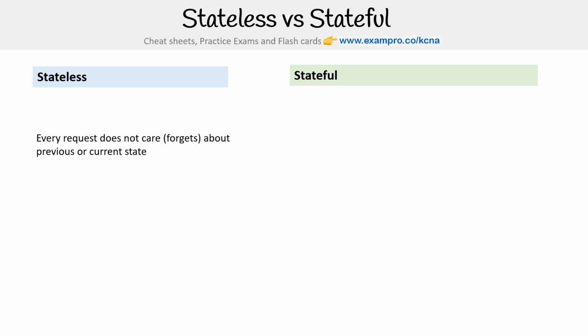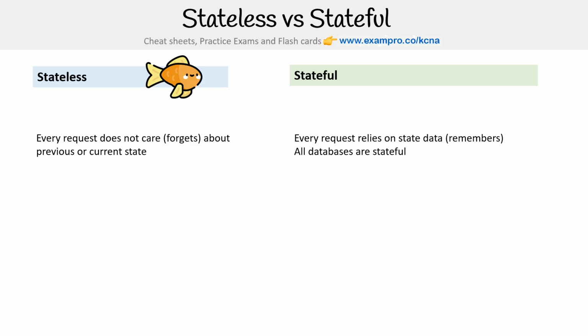So we're talking about stateless. The idea here is that every request, so like a web request to the server, does not care. It forgets about the previous or current state. That's what we mean by stateless. So think of a goldfish that has poor memory.